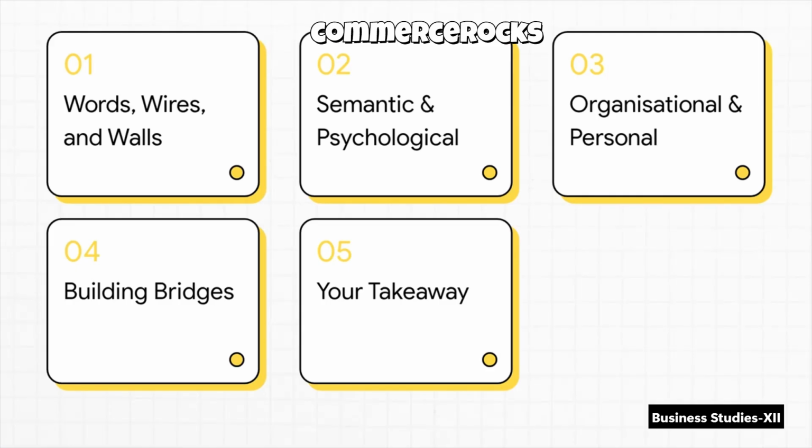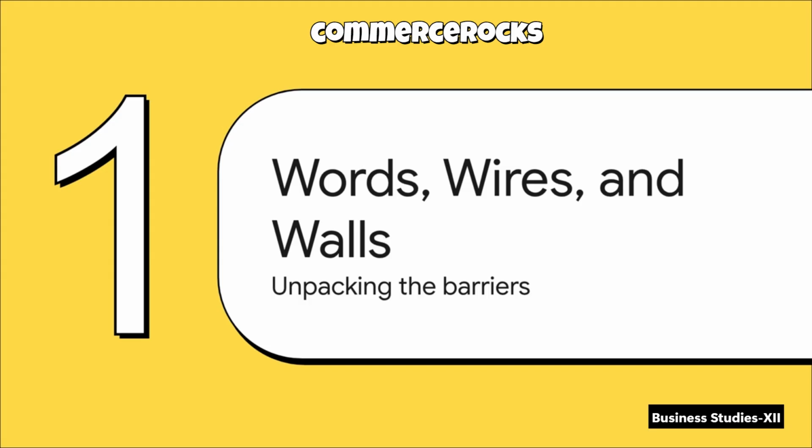All right, so here's our game plan. First, we're going to define the problem, what these walls actually are. Then we'll break down the 4 big types of barriers. After that, we'll get to the good stuff, how to actually build bridges instead of walls. And we'll wrap it all up with one key takeaway you can use literally today. So let's get right into it and put a name to this problem.